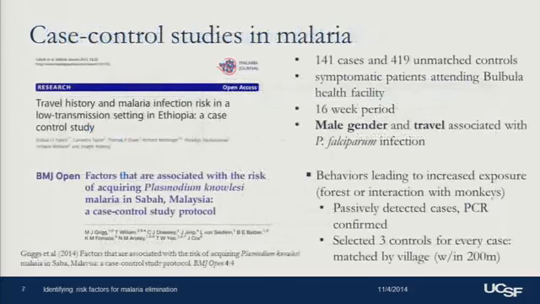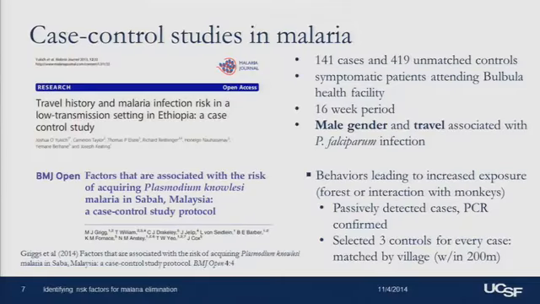So there are a handful of case control studies that have already been done in malaria, and I've just highlighted two here. The first one was a health facility-based case control study that identified male, gender, and travel to be associated with Plasmodium falciparum infection.